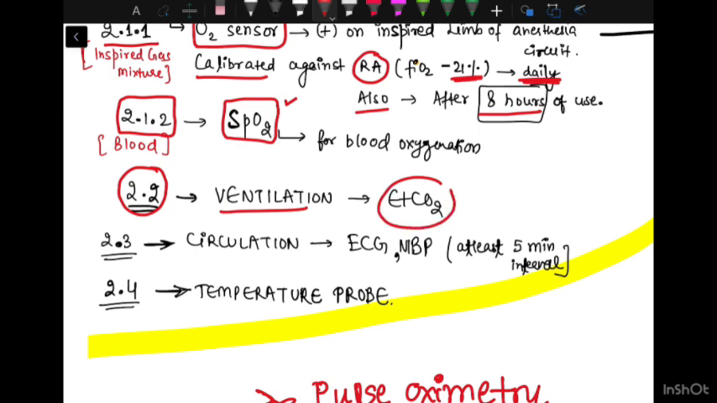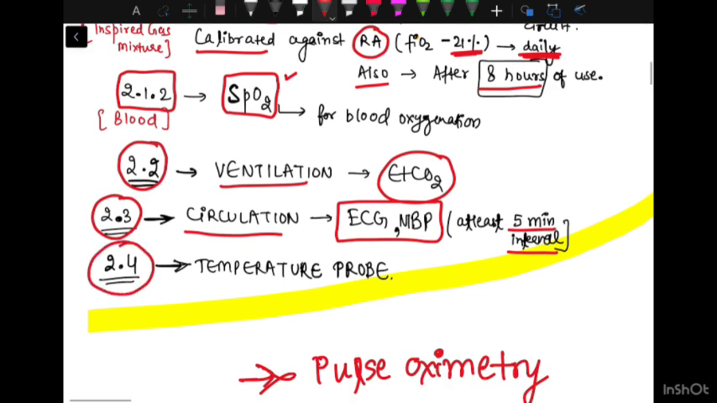The second monitor in the standard 2 is 2.2, ventilation, that is ETCO2, end-tidal CO2, also known as capnography. 2.3 is for circulation. It includes 2 monitors, ECG and non-invasive blood pressure, and the timing which is set for the non-invasive blood pressure is at least 5-minute interval. 2.4 is the temperature probe for temperature monitoring. So these become the ASA standard monitors.